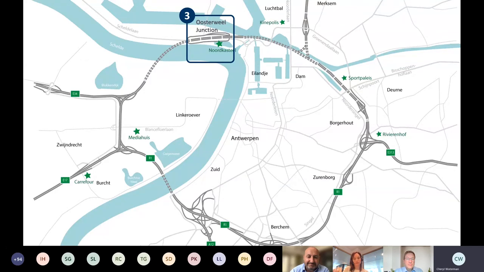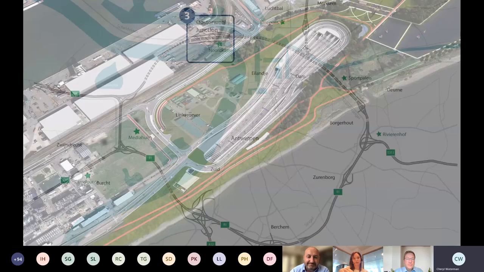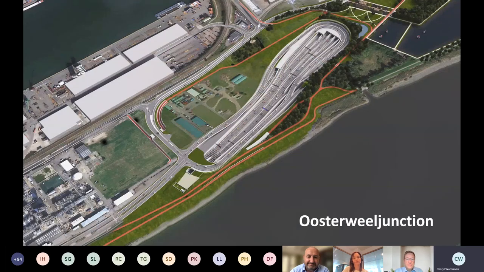So if you see in the next picture, the junction itself will be under the ground level, and there's space left for creating open space in order to increase livability in the city in the north of Antwerp. Next are the canal tunnels.